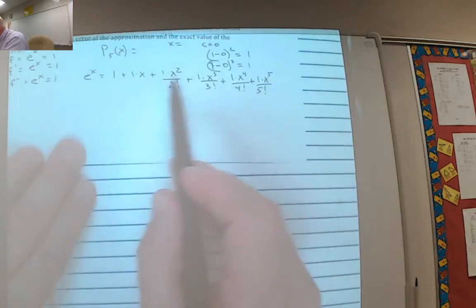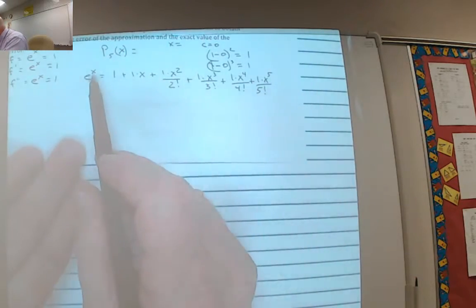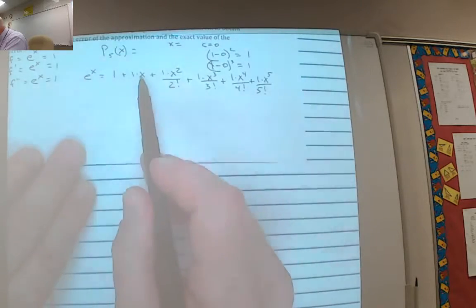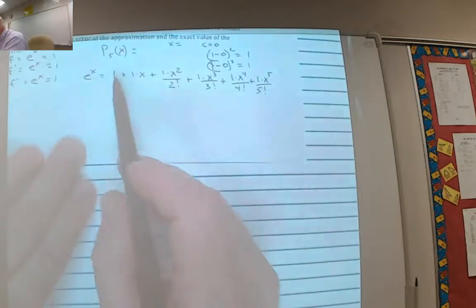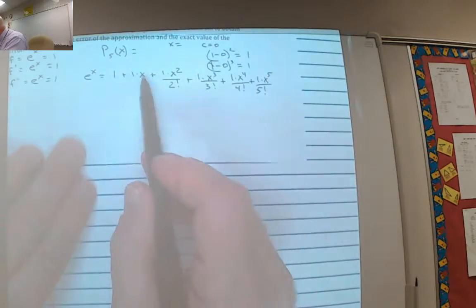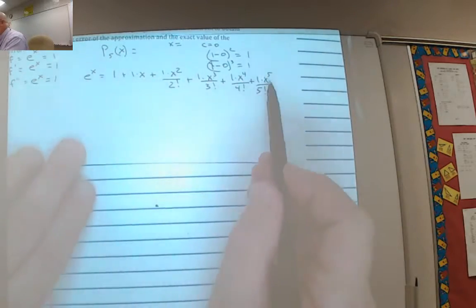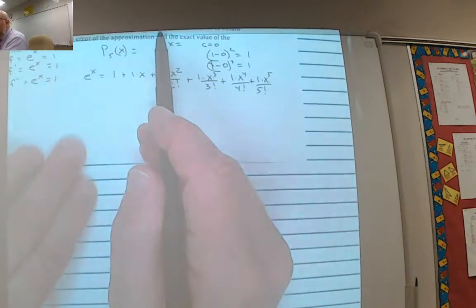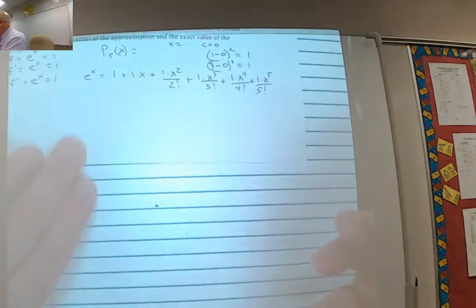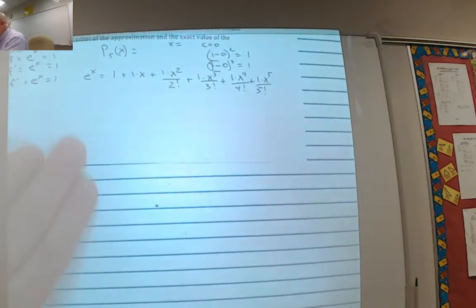And then if I wanted e squared, well, then I would put a 2 here, a 2 here, a 2 here, a 2 here, and a 2 here. If I wanted e cubed, I would put a 3 here, a 3 here, a 3 here, a 3 here, and a 3 here. But if I look up here, they're all 1s, aren't they? So what was substituted in there? 1. Does that make sense now?